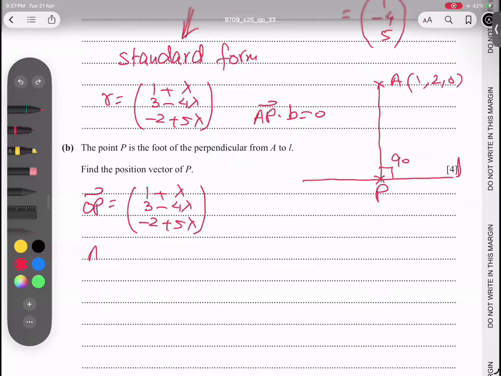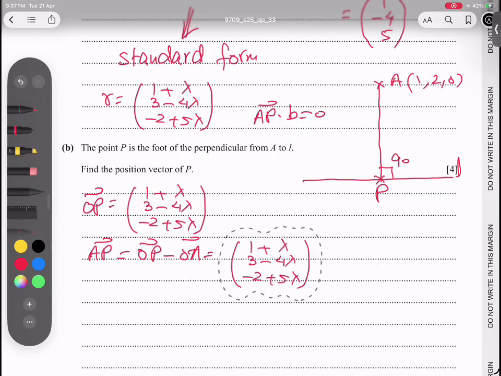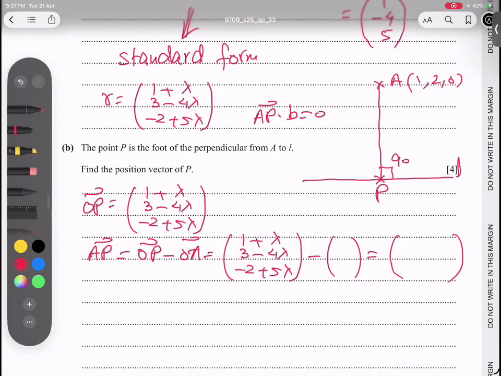How to get AP, students? AP is OP minus OA. And OP, again, I'm copying this completely to save time, minus OA, and here is my answer. OA is 1, 2, 0, you can see on top. So 1 minus 1 cancels, only lambda; 3 minus 2 is 1, minus 4 lambda; and negative 2 plus 5 lambda. Now, students, as I said, this is the AP value.